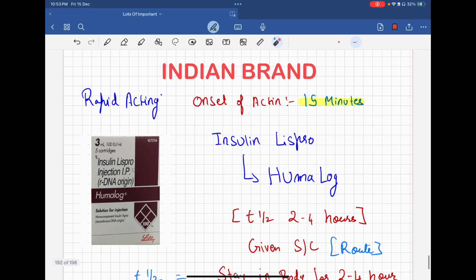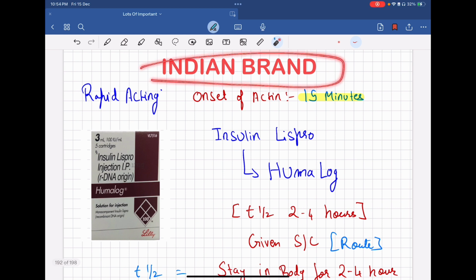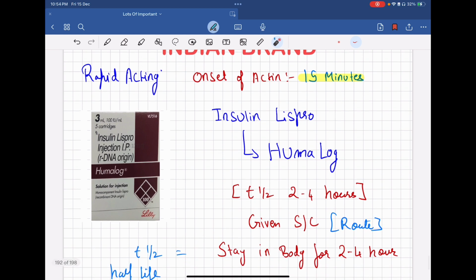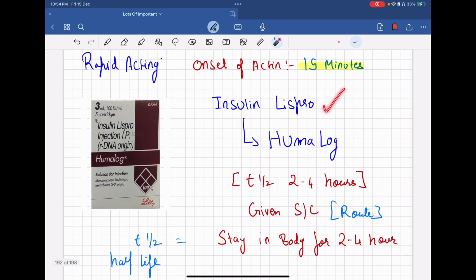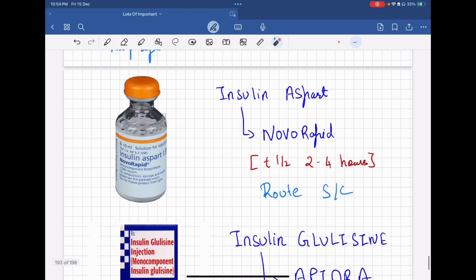Now to throw you some more names and to sensitize you with the Indian practice and the Indian brand names. The rapid acting is called rapid acting because it starts acting in the body within 15 minutes, right? And the first one is Lispro. The brand name is Humalog, and the half-life, meaning for how much duration the insulin stays in the body and works, is 2 to 4 hours. And the route of administration is subcutaneous, right?